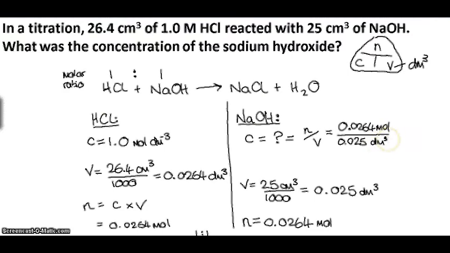So all you then do is plug these numbers into your calculator and get the solution to the problem, which in this case gives us 1.056 moles per cubic decimeter. Notice the units have a minus here because we've done moles divided by decimeters. And that's it. That's how to solve a basic titration calculation.